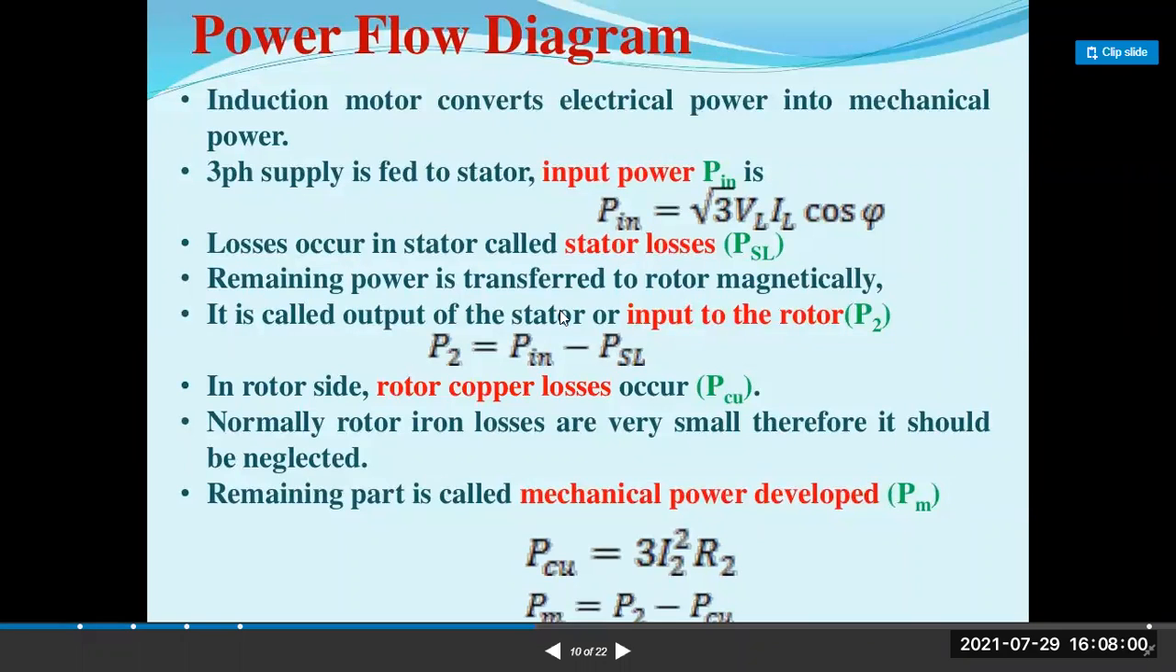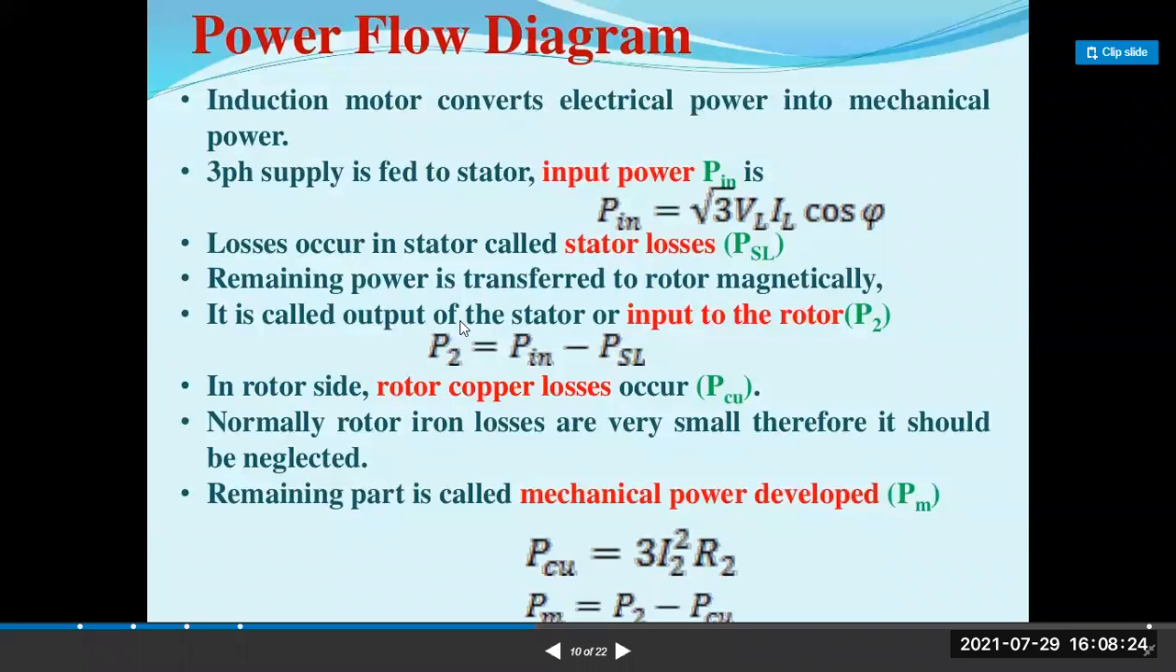Now it is called the output of the stator, because the stator part and the rotor part have a slight difference. The output of the stator will become the input of the rotor. Output of the stator means input minus stator losses, and the input of the rotor will be input minus loss. This is the concept, and the input to the rotor is given as P2.